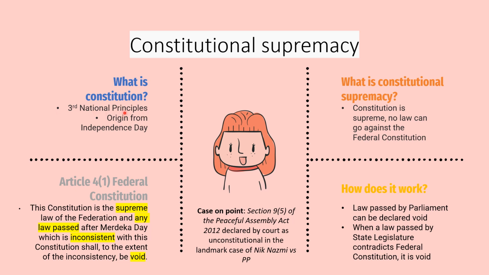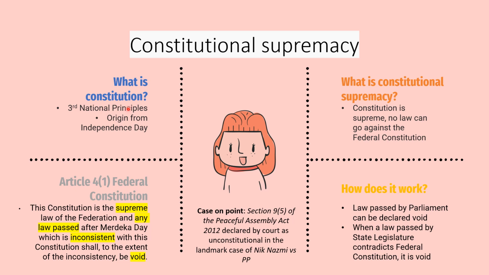If you do remember your national principles, or the Rukun Negara, number 3 on the list is constitutional supremacy. Let's go back to history for a while. When the first Prime Minister, Tunku Abdul Rahman, requested independence from Queen Elizabeth, she agreed, but also suggested that Malaya, as Malaysia was known at that time, have a federal constitution as a guide to govern its own. Quite an irony, isn't it?